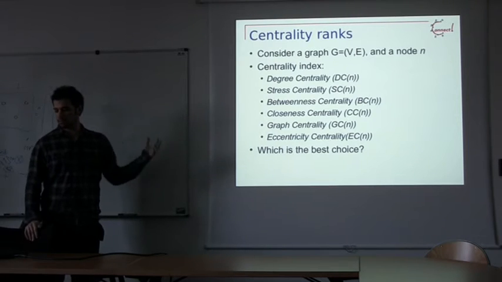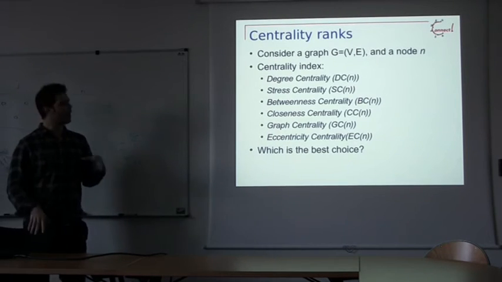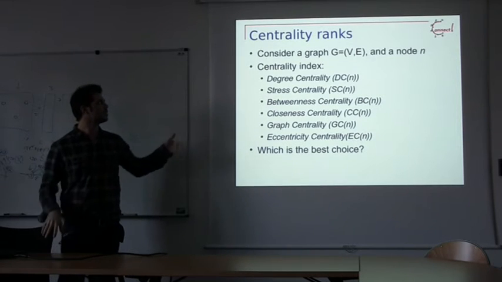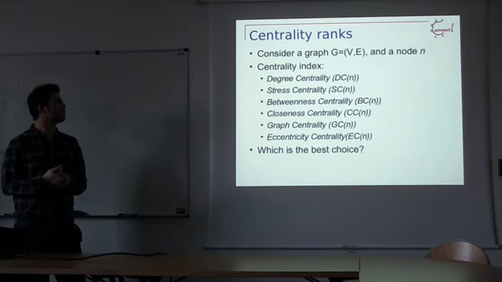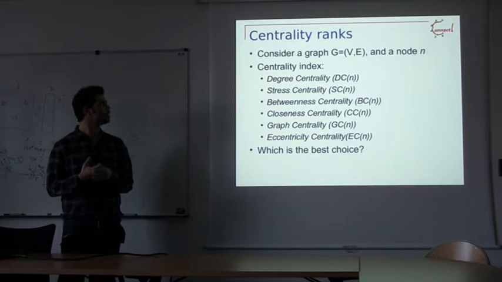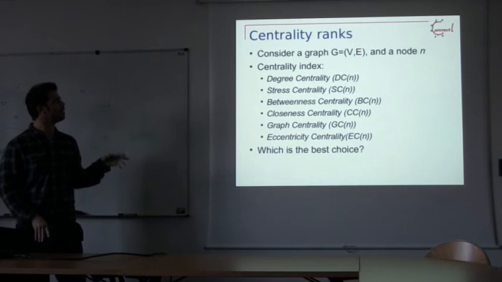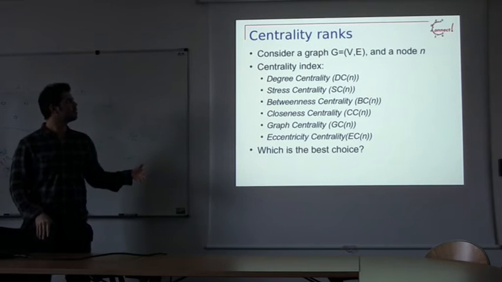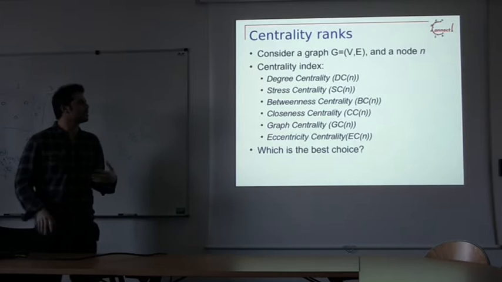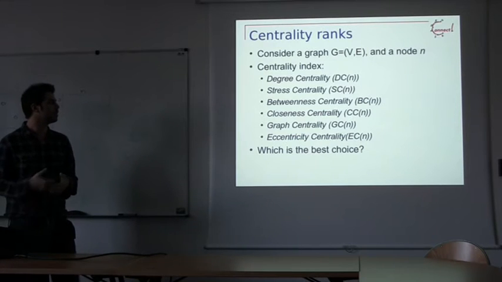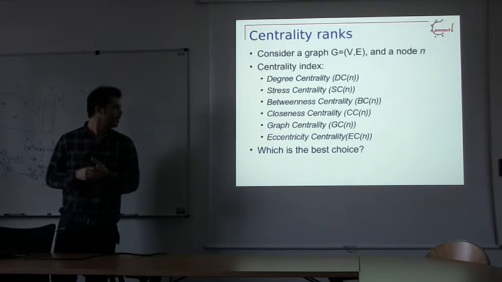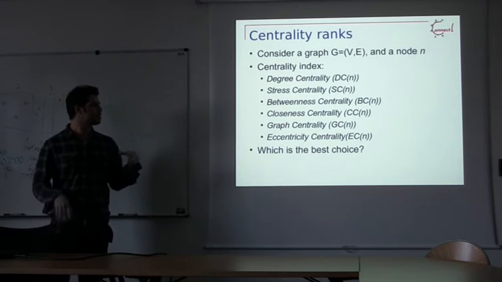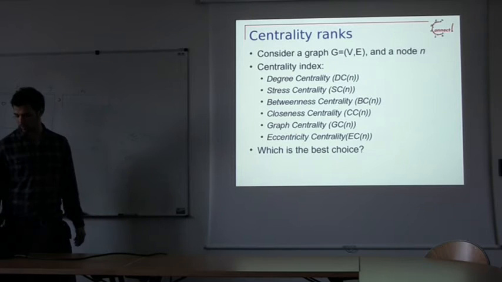Okay, here we talk about centrality metrics, and I just list them. I will not describe them in detail, but given a graph and a node, we can apply some function on that node that gives the importance, the centrality, of that node. So the question is, which is the best choice? Which is the best method to distribute the memory?